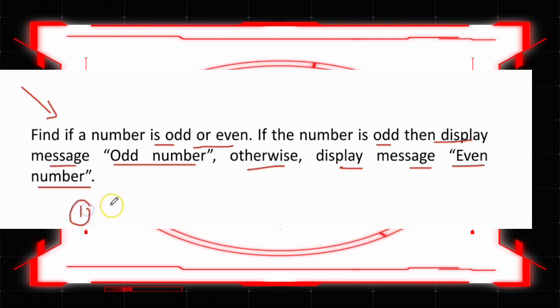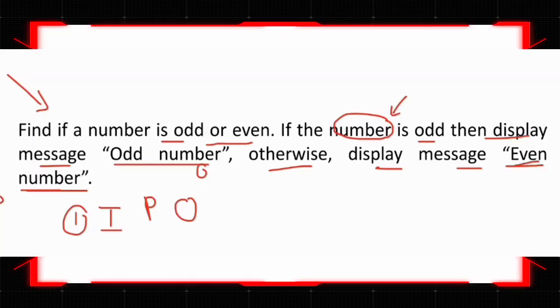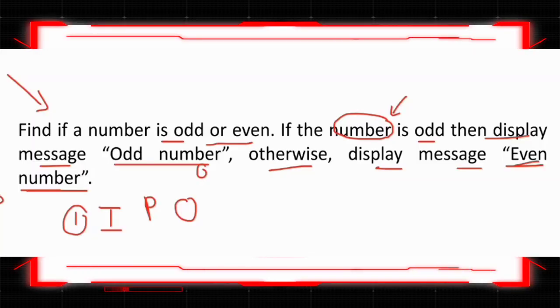So first step, you do the IPO analysis. For this question, the output is odd number or even number. So we have two output. Second, for the input, number. So for this question, the input is number. For process, you can write determine whether a number is not divisible by 2.